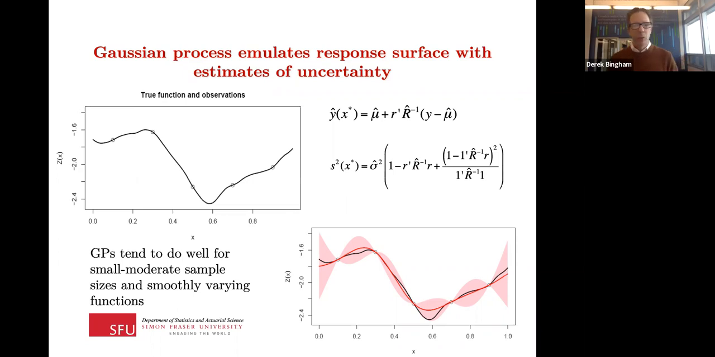GPs tend to do well for small to moderate sample sizes. In higher dimensions, you have to fill up the space, and you're not going to get small sample sizes. As I mentioned, there are some methods for dealing with that. But really, we're also looking at smoothly varying functions, at least in the typical formulation.